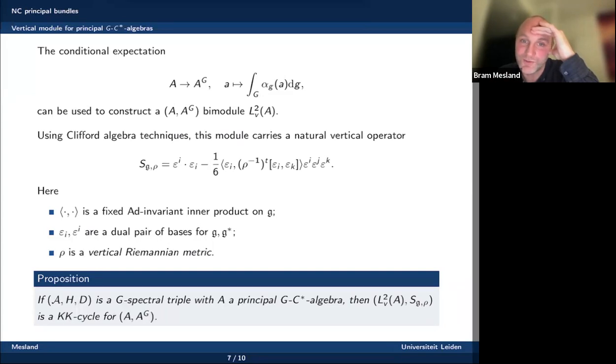The existence of all these structures is quite important input into the final result, because you will not always be able to find these things; there may be an obstruction to the factorization result. But if you have all these structures, then the data L2 vertical of A and this operator S define a KK cycle for the two algebras. But note that there is no connection yet. But this cycle exists in a great deal of generality.